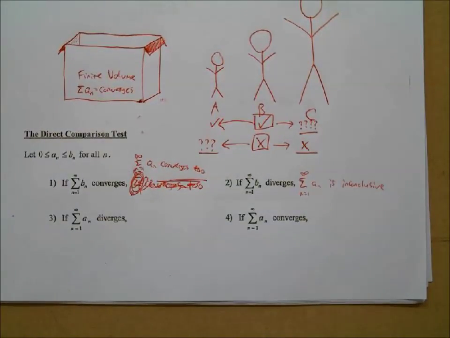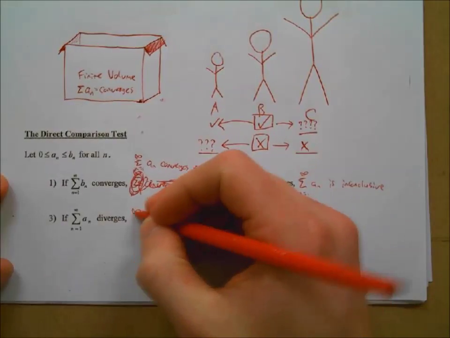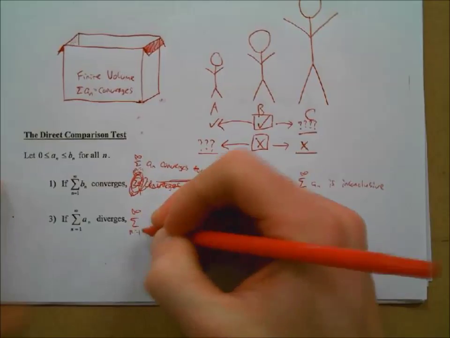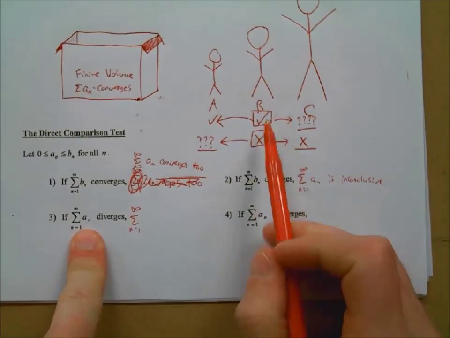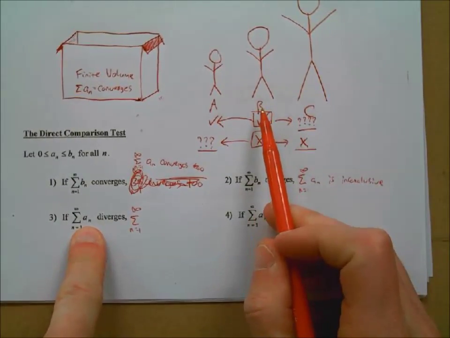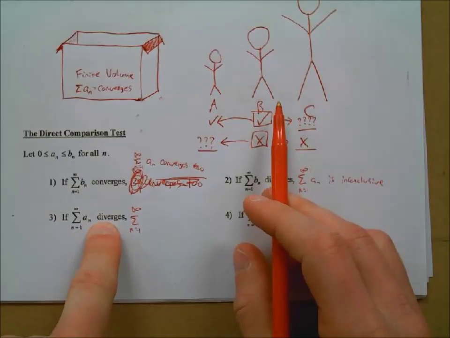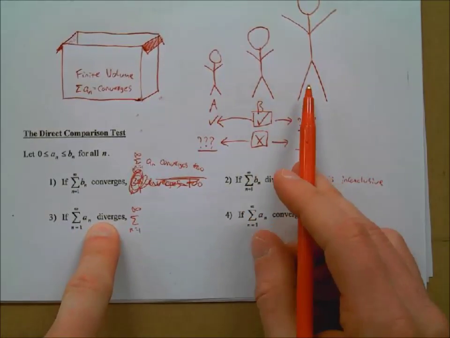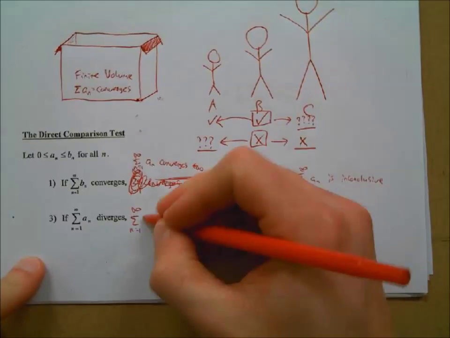All right, let's keep going here then. So if the sum from 1 to infinity of A sub n diverges, what can we say then? B sub n will also diverge. That's like the middle person not fitting in the box, right? A sub n doesn't fit in the box, and so therefore the larger person, B sub n in this case, will also diverge.